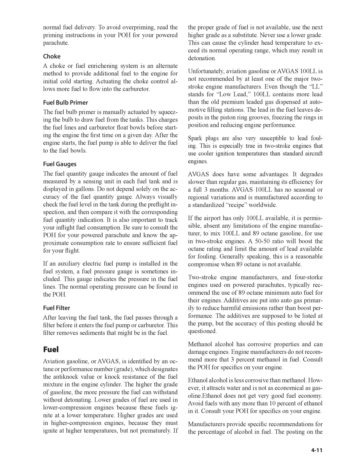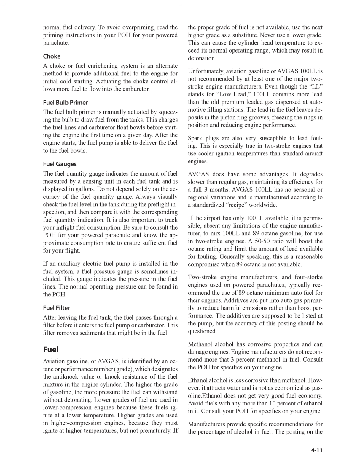Avgas does have some advantages. It degrades slower than regular gas, maintaining its efficiency for a full 3 months. Avgas 100 LL has no seasonal or regional variations and is manufactured according to a standardized recipe worldwide. If the airport has only 100 LL available, it is permissible, absent any limitations of the engine manufacturer, to mix 100 LL and 89 octane gasoline for use in two-stroke engines. A 50-50 ratio will boost the octane rating and limit the amount of lead available for fouling. Generally speaking, this is a reasonable compromise when 89 octane is not available.